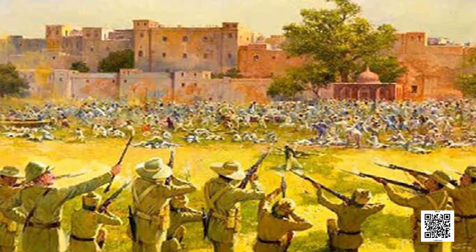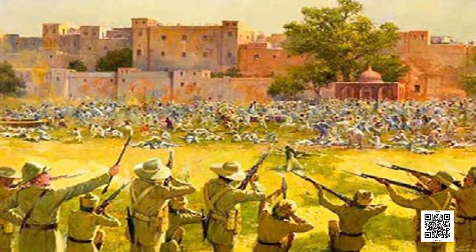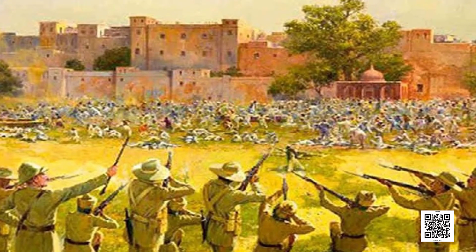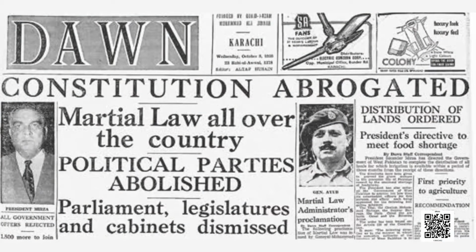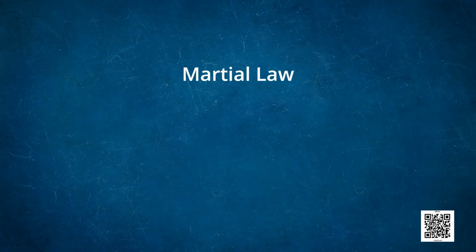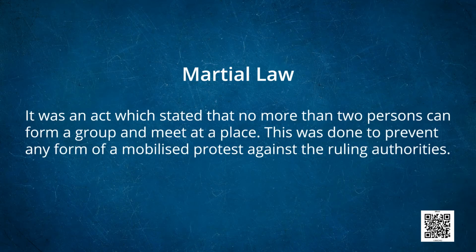On 10th April, the police in Amritsar fired upon a peaceful procession, provoking widespread attacks on banks, post offices, and railway stations. In view of these attacks, the British imposed martial law. Now, children, what was martial law? It was an act which stated that no more than two persons can form a group and meet at a place. This was done to prevent any form of a mobilized protest against the ruling authorities.